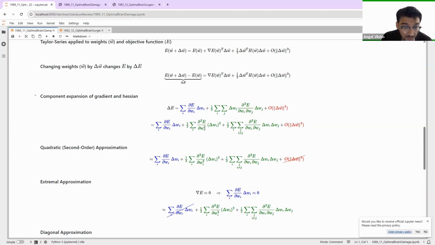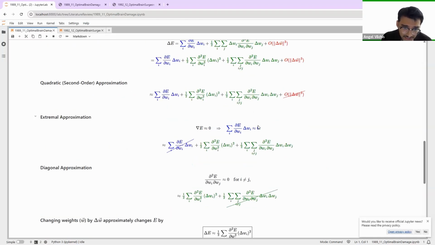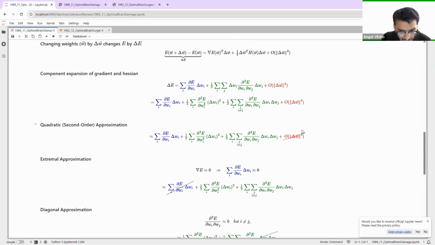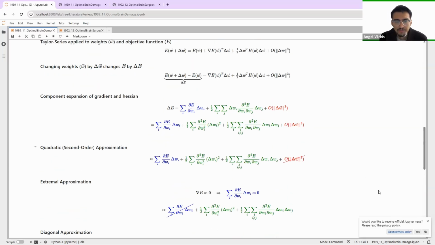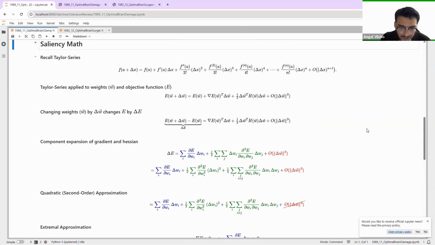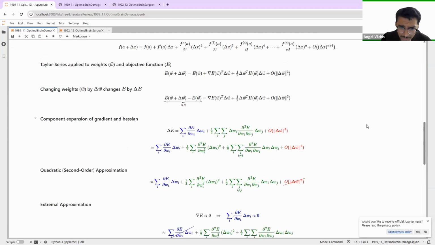And now we apply some approximations. The first one is the quadratic approximation, and that's just the idea that we remove the third order and higher terms from the Taylor series approximation. This is just to be more feasible, while keeping accuracy with the second order term.